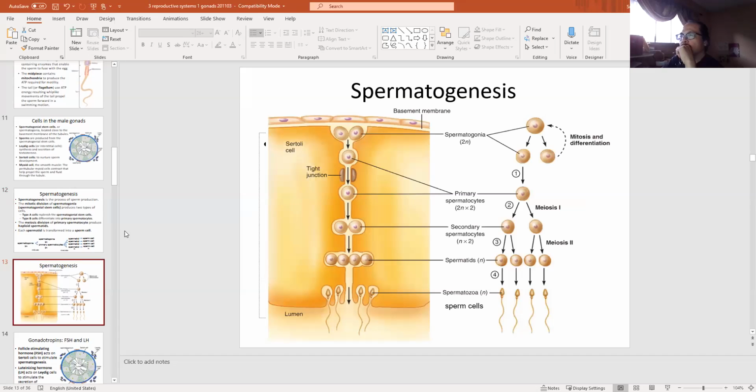So while they divide, they continuously move from the basement region, this basement membrane, basement region of this seminiferous tubule toward the lumen region of the seminiferous tubule. And so that is controlled by what cell? Controlled by the Sertoli cells. So it could be a quiz question, right? Like which cells directly regulate the spermatogenesis? That is the Sertoli cells.